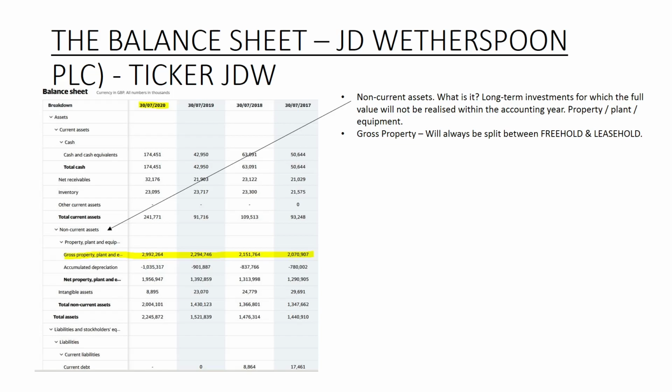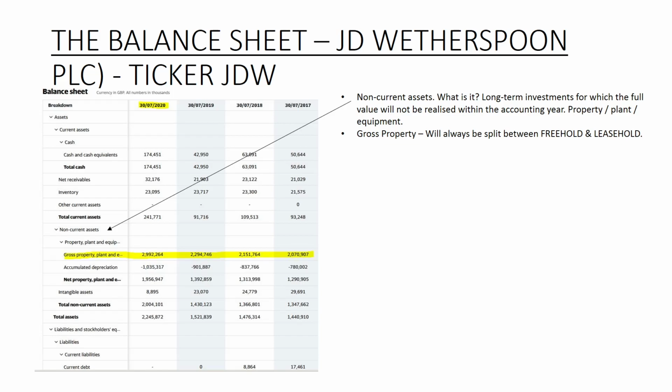So this is a very basic balance sheet of JDW. What we can see here, just scrolling down a little bit, is non-current assets. For those that don't know, it's pretty basic. They're essentially long-term investments for which the full value will not be realized or crystallized within that accounting year. Generally the biggest non-current asset in your business will be property, and then it's things like plant, equipment, this kind of thing.